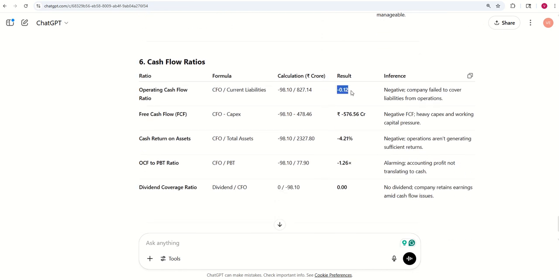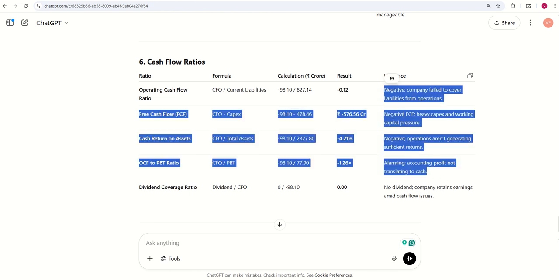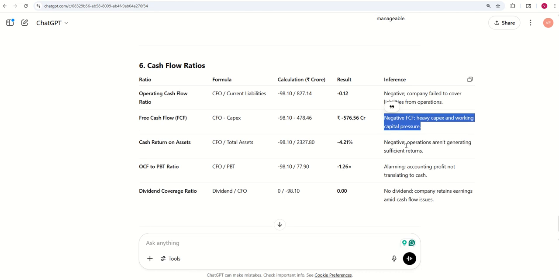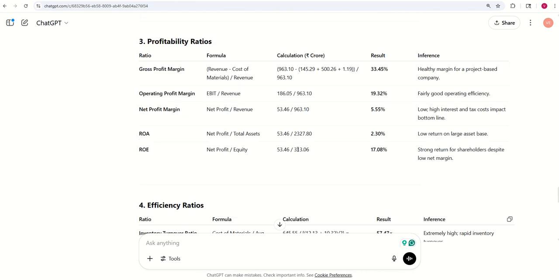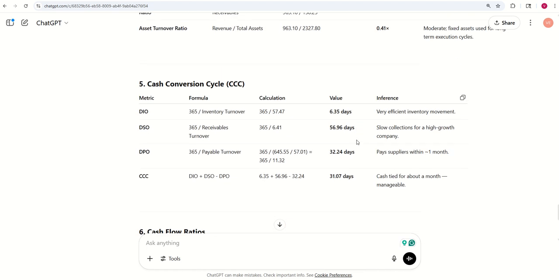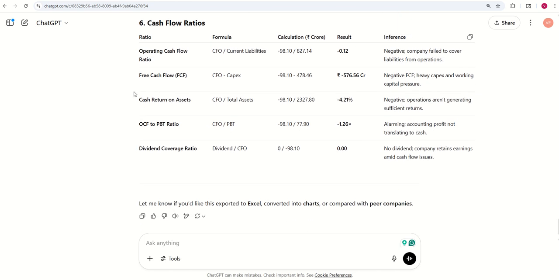The operating cash flow of this company was negative, so many of these ratios are shown to be negative, with inferences which should alarm you, like negative: the company failed to cover liabilities from operations, negative free cash flow. If there is negative free cash flow and still there is growth or capex, then it must be borrowing heavily, which is substantiated by the 4.4 times borrowings we saw in this ratio. So you need to relate between ratios to gather inferences. With this, we complete this prompting for creating financial ratios using the 3 financial statements.